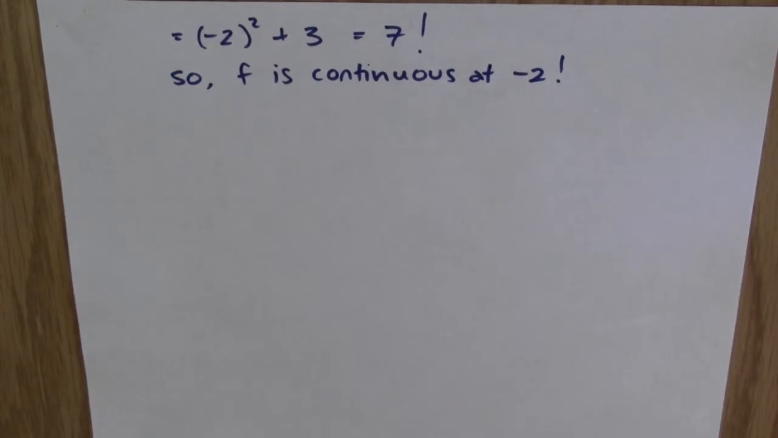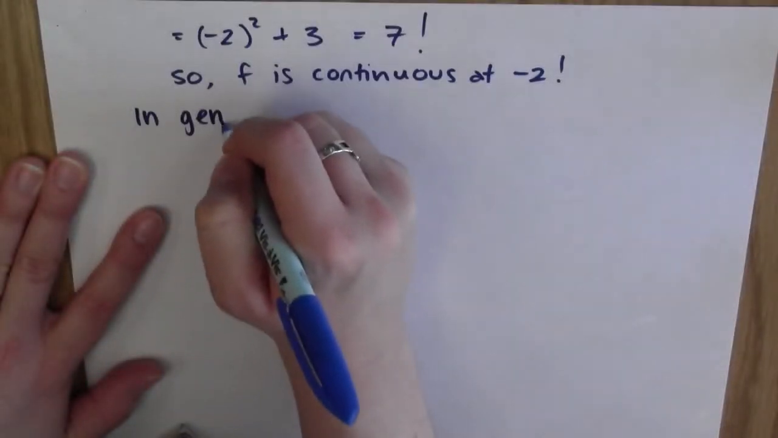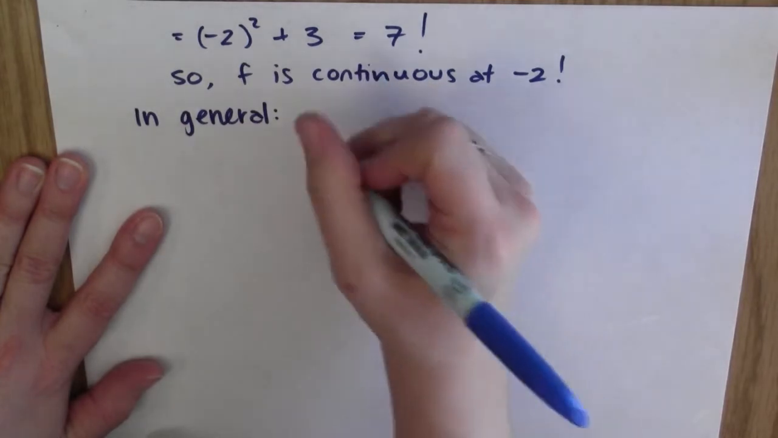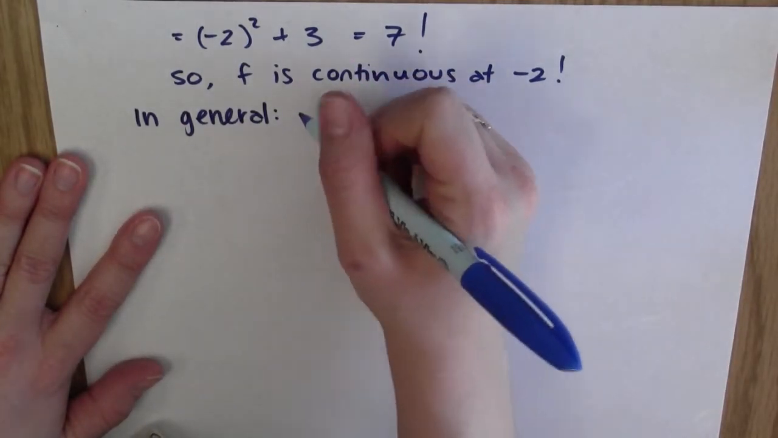This function, x squared plus 3, is a polynomial. So, we discussed last time that polynomials are some of our favorite functions because we can just plug in the value instead of going through all this limit nonsense. So, in general, can I prove that this function is continuous everywhere?